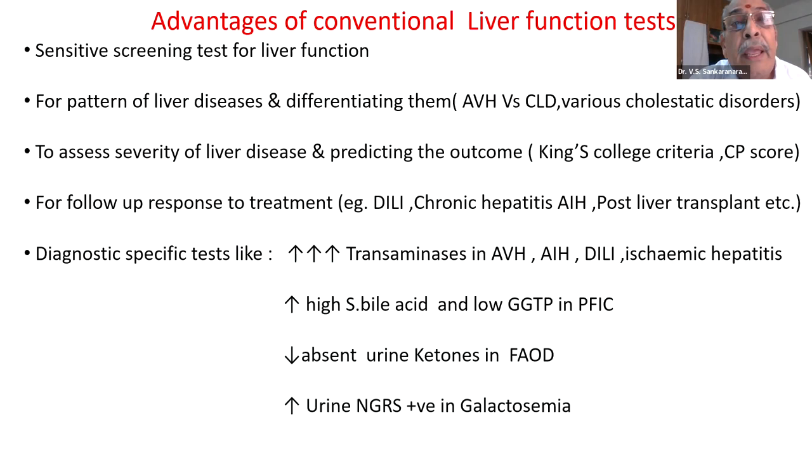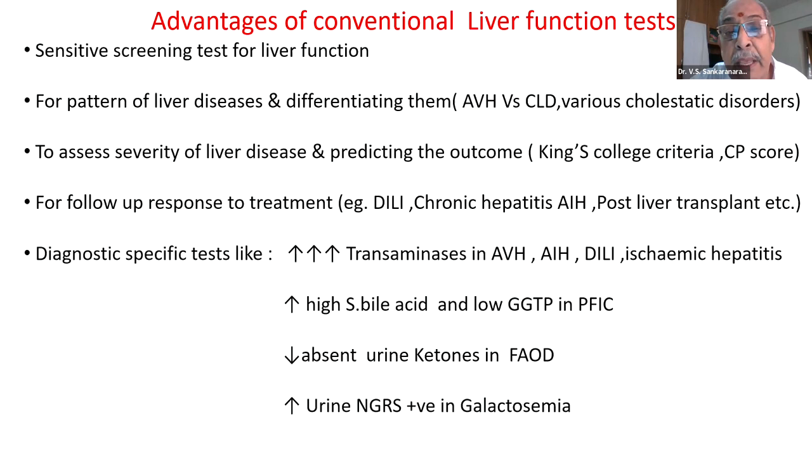The advantages of conventional liver function tests: it is a good screening test for liver function, though not complete. It shows the pattern of the disease, and we can differentiate acute liver disease from chronic. We can also find out to a certain extent the severity of complications, etc., by King's criteria and Child-Pugh score. Then the follow-up of the treatment, particularly in chronic liver disease, drug-induced liver disease, autoimmune liver disease, post-transfusion, etc. It also helps to make a specific diagnosis. Clues we can get from this biochemical. I will be talking only on biochemical tests in a jaundice patient.